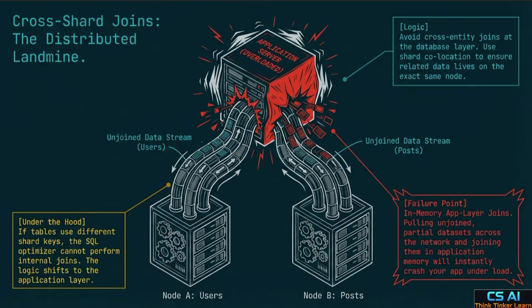Under the hood, if tables use different shard keys, the SQL optimizer cannot perform internal joins. The logic shifts to the application layer. This leads to the failure point: in-memory, app-layer joins. Pulling unjoined partial datasets across the network and joining them in application memory will instantly crash your app under load, as the application server cannot handle the memory and CPU burden.